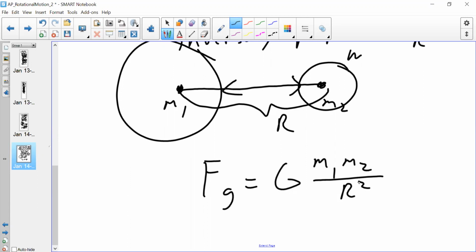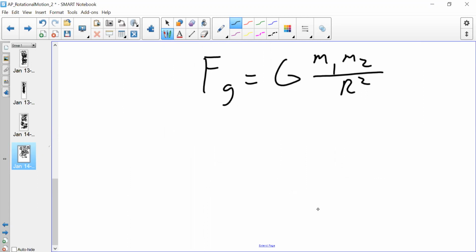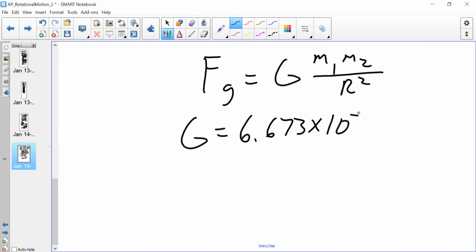And the big G here is the universal gravitation constant, which is equal to 6.73 times 10 to the minus 11. I won't write the units every time, but you're going to become very familiar with this number, the universal gravitation constant.